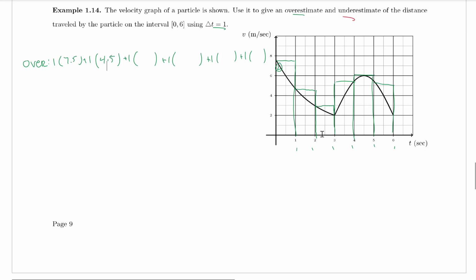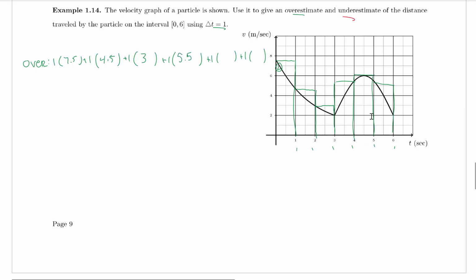For our third rectangle, we're again using a left-hand sum. Notice the function is decreasing on this interval from 0 to 3, so the left-hand sums are the overestimates. The height of this left-hand sum is about 3 right there. Then, as the function is increasing, we're going to use a right-hand sum to overestimate, which means that we need a height of 5.5 here for this fourth rectangle.